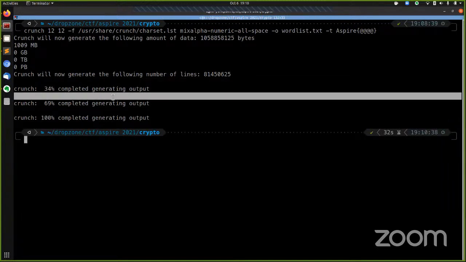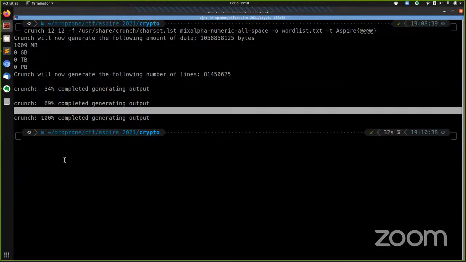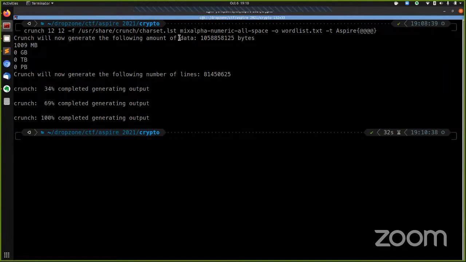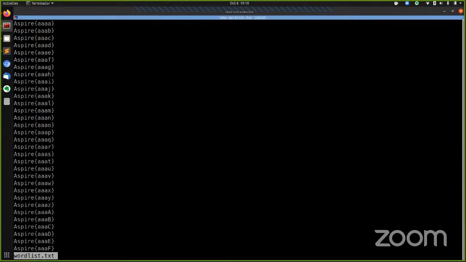You aren't limited to tools like Crunch. You could even write a script to do this for you, for those who are good at scripting. So it's already generated this. Let's see what has been placed in that file. And as you can see, this is what it has done. It's taken what we provided and generated variations of these characters in between the curly brackets.